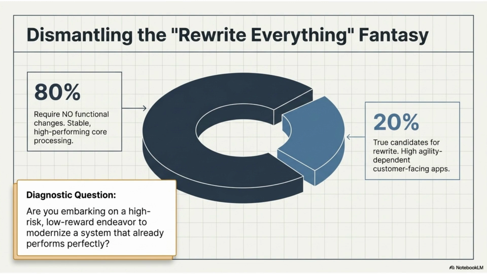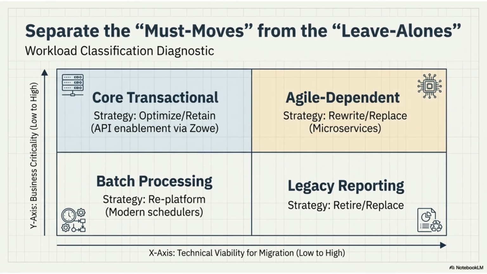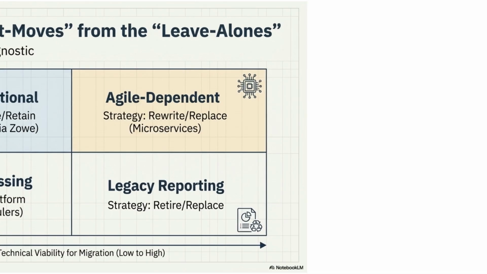80% of systems require no functional changes, while only 20% are true candidates for a rewrite. Ask yourself if you are modernizing a system that already performs perfectly. A workload classification diagnostic helps separate must-moves from leave-alones. Core transactional systems should be retained, while agile-dependent workloads are candidates for rewriting or replacement.